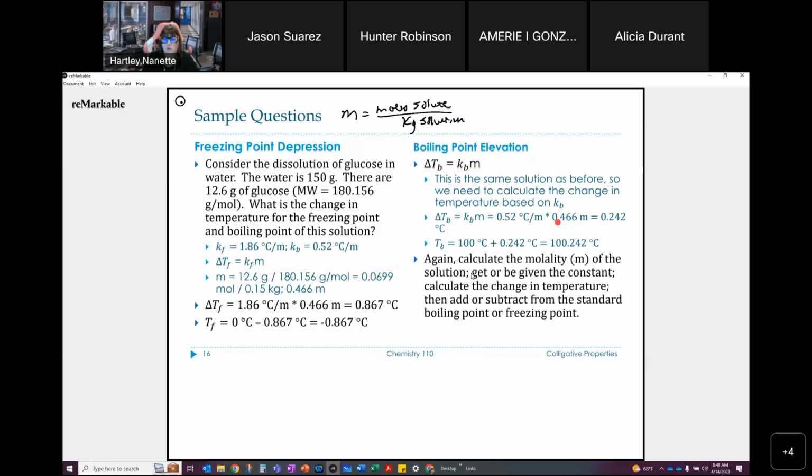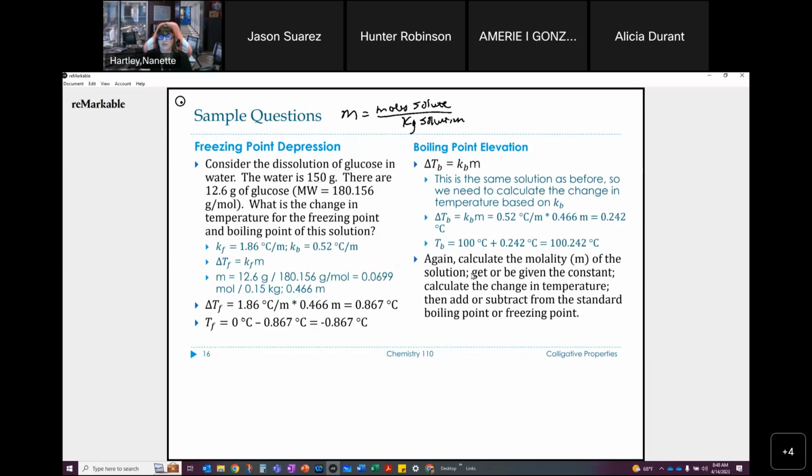I multiply that by the 0.466 molal, and that gives me 0.242 degrees C, meaning that my new boiling point is 100 degrees C plus the 0.242 degrees C, or 100.242. All right, so it goes up, not as much as we went down, but it does go up. Awesome. All right, so that's our calculations for that.